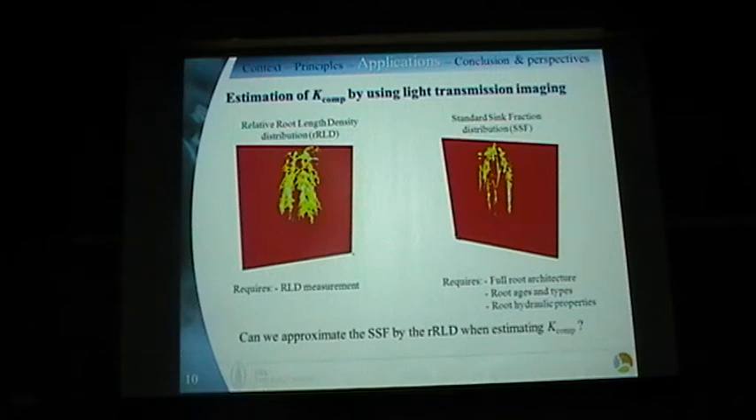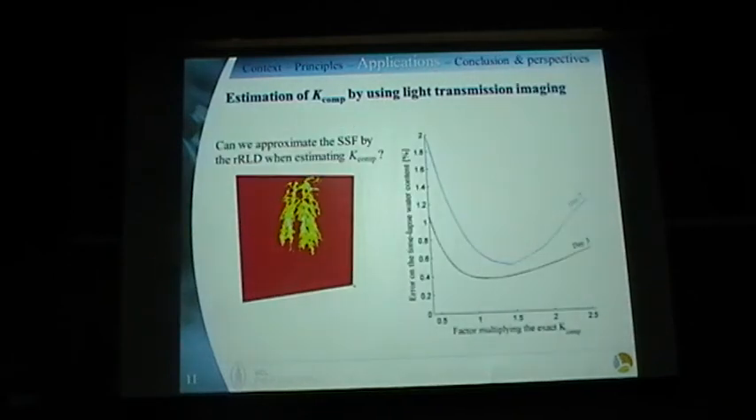And if we don't want to use those that we find in the literature because we don't trust them, and if we don't have the means to measure the root hydraulic properties, then we need to find some kind of proxy of the standard sink fraction distribution. For instance, here we did a trial considering that the relative root length density distribution is approximately equal to the standard sink fraction distribution. And then we did inverse modeling so as to try to find back the exact value of K-comp.